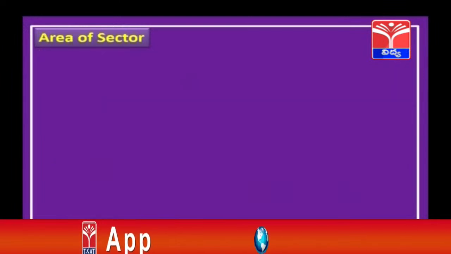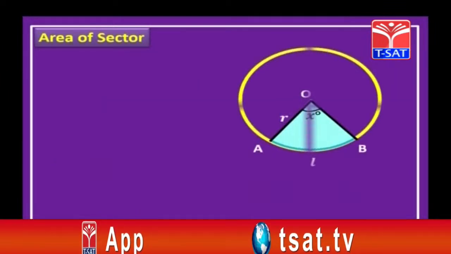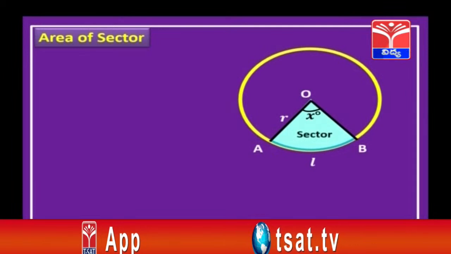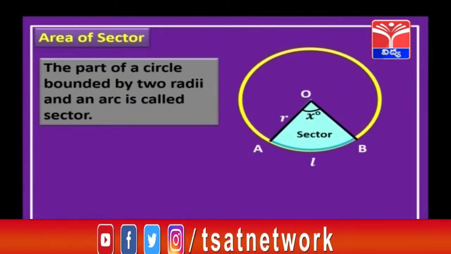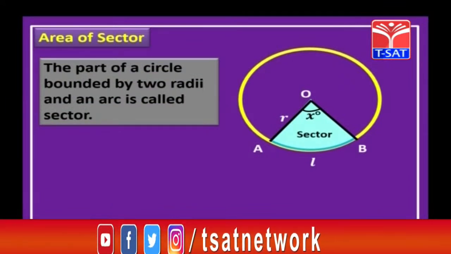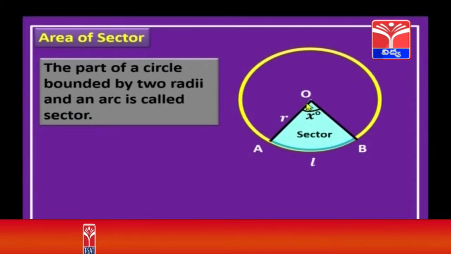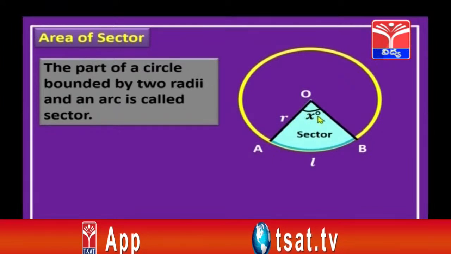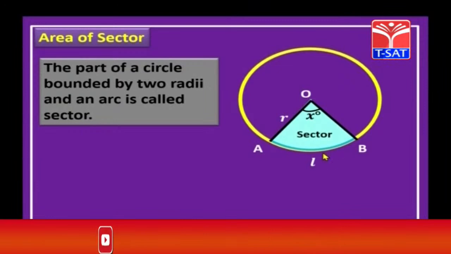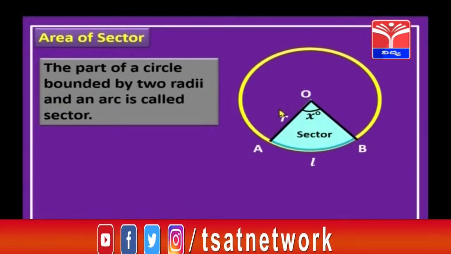Now let us see about area of sector. We have already learned what is a sector, children, right? The part of a circle bounded by two radii and an arc is called sector. So here if you notice, this is the sector, and these two are radii and this is the arc, and it is subtending an angle x degrees at the center. So this shaded portion we call a sector. Okay, children, and even this portion is also called a sector.